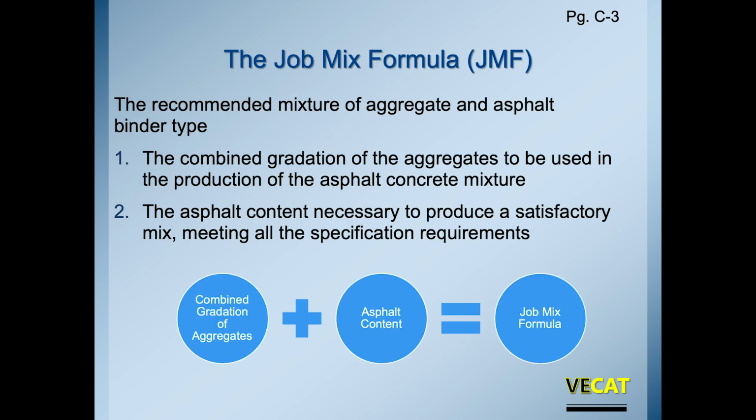When we talk about a job mix formula, there are basically two components that ultimately combine to make a job mix formula. We do a combination of the aggregates, and there are different gradations that are used that combine together to create an aggregate skeleton. Then we add the asphalt cement itself, at a specific asphalt content, and that will ultimately produce a specific job mix formula. All of these are necessary to meet the specification requirements that I just referred to in section 211.